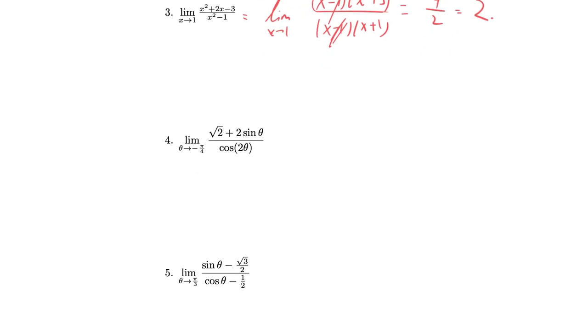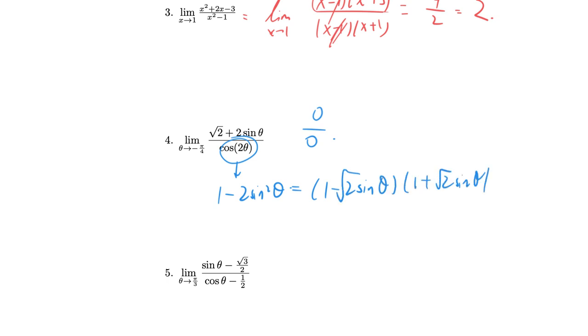Now we have a couple of trig examples. Again, the goal is still to stop the fraction from being a 0 over 0, and the way to do this here would be to rewrite this into 1 minus 2 sine squared theta, and we can take a difference of squares from this, so that one of the factors can cancel with the numerator and leave a root 2 on there.